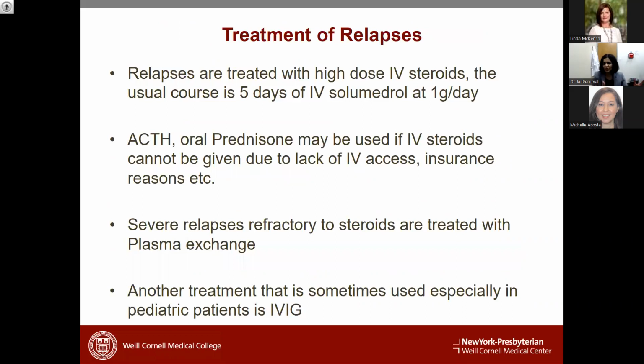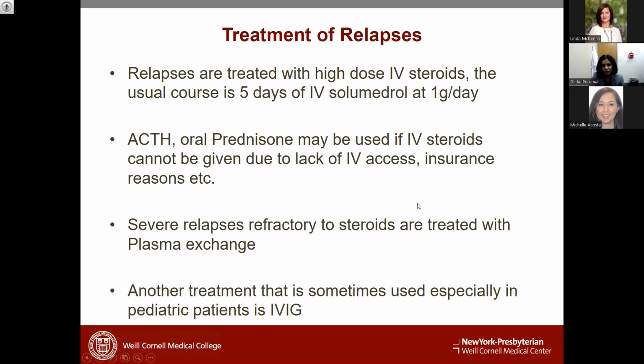Once you confirm that this is a relapse, what do you do? The typical treatment for an MS relapse is IV steroids, anywhere from 3 to 5 days. We use oral prednisone or ACTH if they cannot tolerate the steroids, if they don't have IV access or insurance issues, but we very rarely use that. For the most part, everybody with a relapse gets steroids.